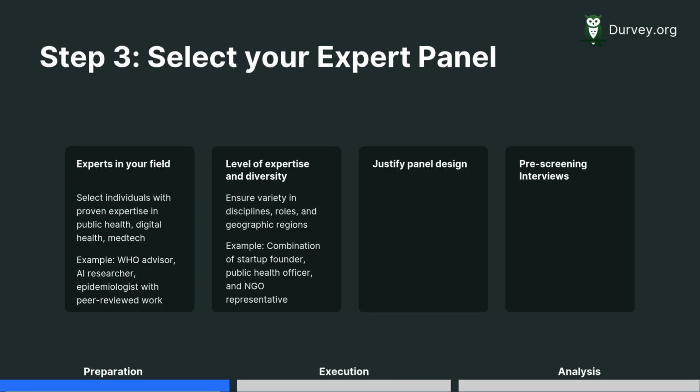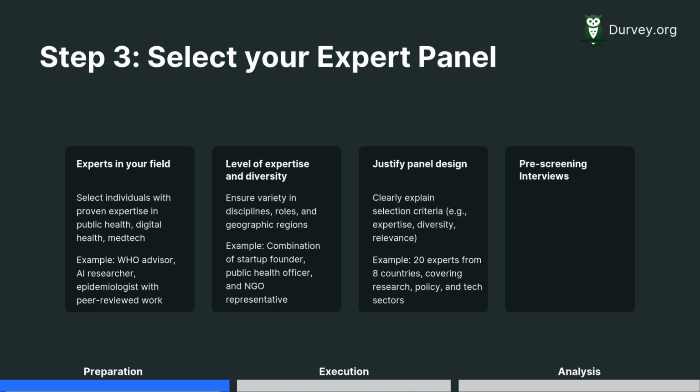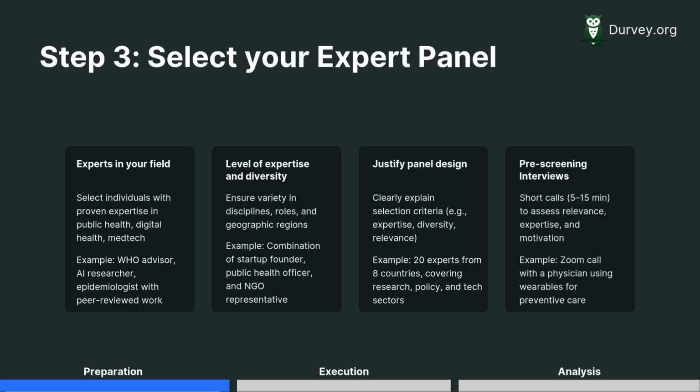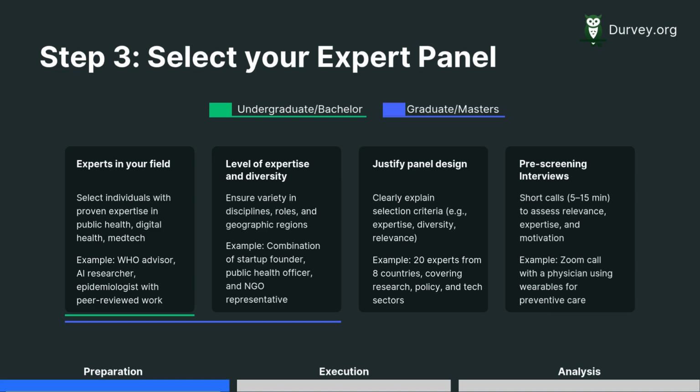3. Justify panel composition. Transparently explain why and how these individuals were selected. Include diversity, qualifications, and representativeness in your documentation. 4. Conduct pre-screening interviews. Use short interviews to assess whether the experts' perspectives match the study scope and if they are willing to participate. Bachelor students may work with accessible experts such as local practitioners, lecturers, or advanced students. Master students may aim for recognized professionals. PhDs and researchers should aim for a fully justified, documented, and diverse panel.